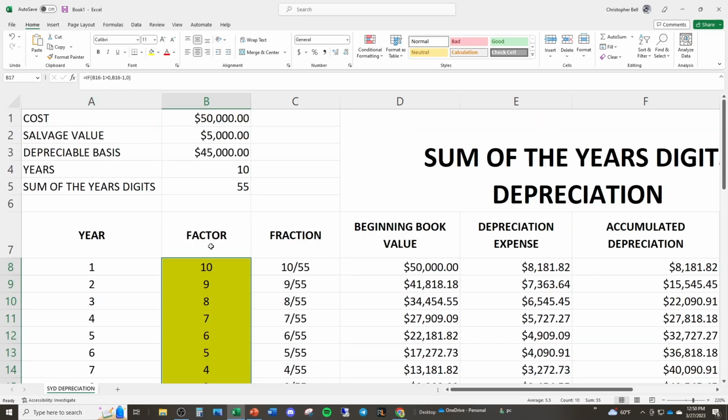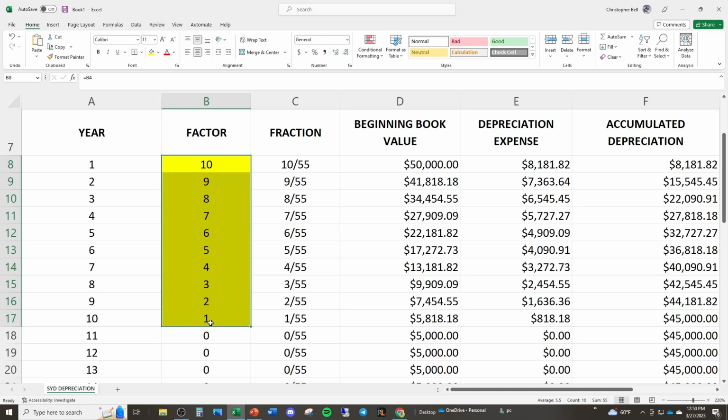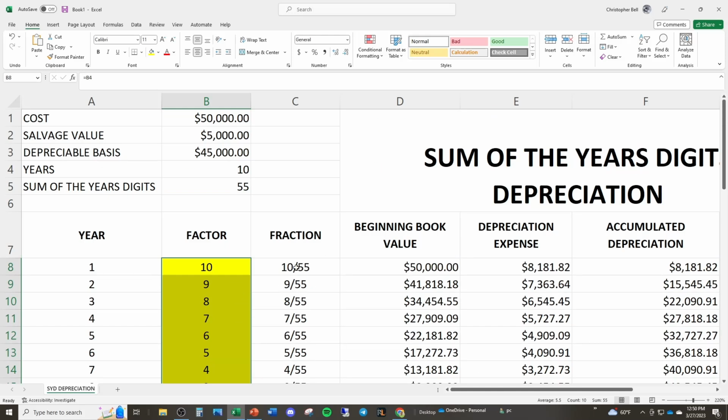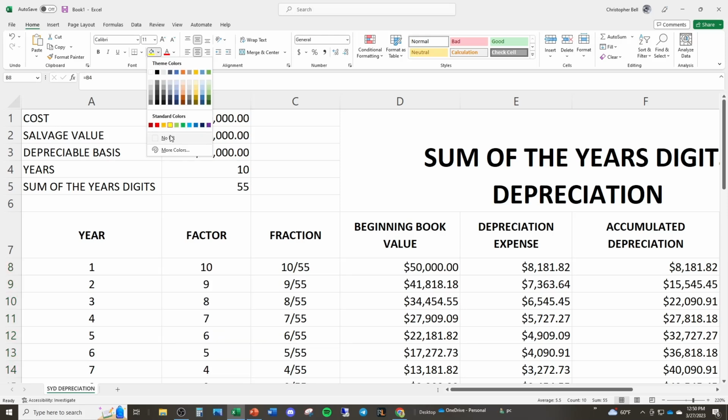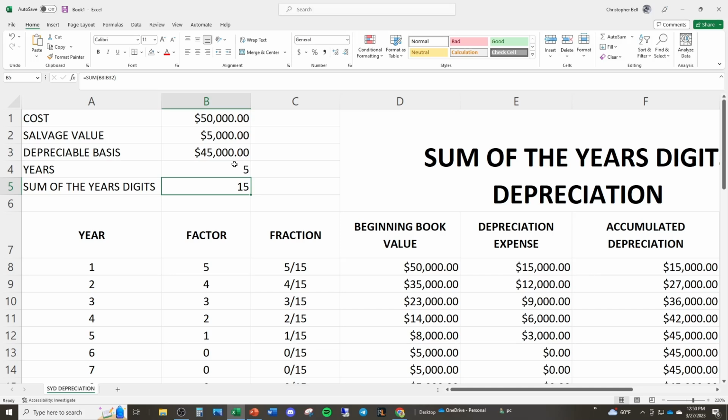So this number that you're calculating when you sum up the sum of the years digits is going to be the denominator in the fraction that you're going to be multiplying the depreciable basis by as you're calculating depreciation expense. So let's go ahead and dive into it because when we actually see the problem, it makes it easier. In year 1, we're going to take the most depreciation expense because it's an accelerated form of depreciation where you take the highest amount first and then it goes down over time.